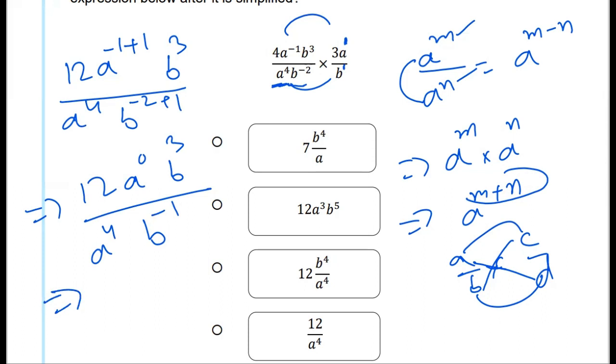Next, something to the 0 is 1. You have to keep in mind, something to the 0 is 1. So a to the 0 is just 1. Now we have 12.